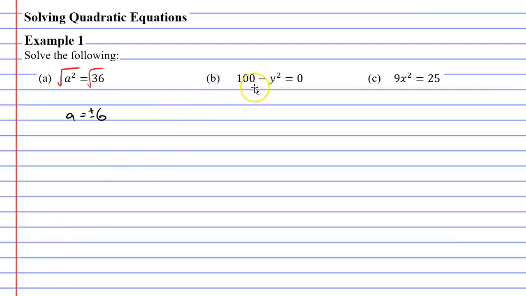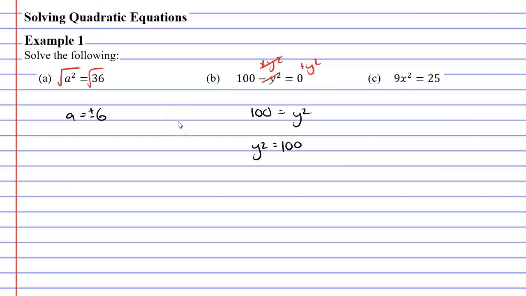Alright, now moving on to question B. At first glance this might look quite tricky, but all we need to do is add y squared to both sides of the equal sign. And we're going to cancel out the y squared on the left hand side, giving us 100, and then 0 plus y squared is y squared, which is the same as saying that y squared equals 100.